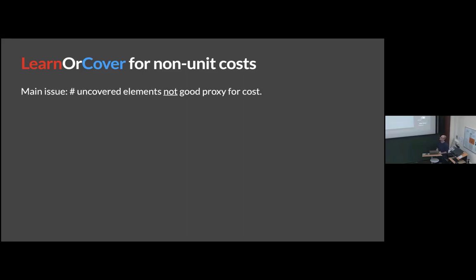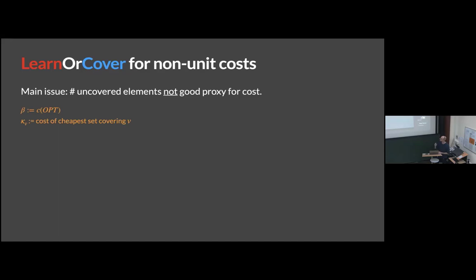The main issue when you're solving this for non-unit cost is that it's no longer enough to count the number of uncovered elements that you see over the course of the algorithm. The number of elements is no longer a good proxy for the cost. You somehow need to take the cost into account. So in the gradient descent thing that I was talking about, it's not the number of iterations of gradient descent, but it's something else.